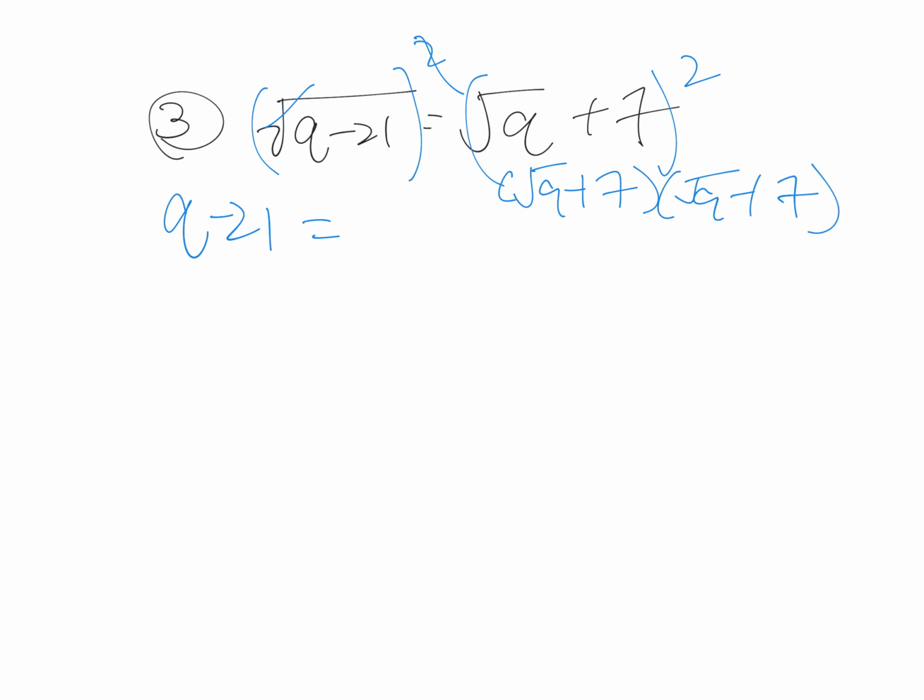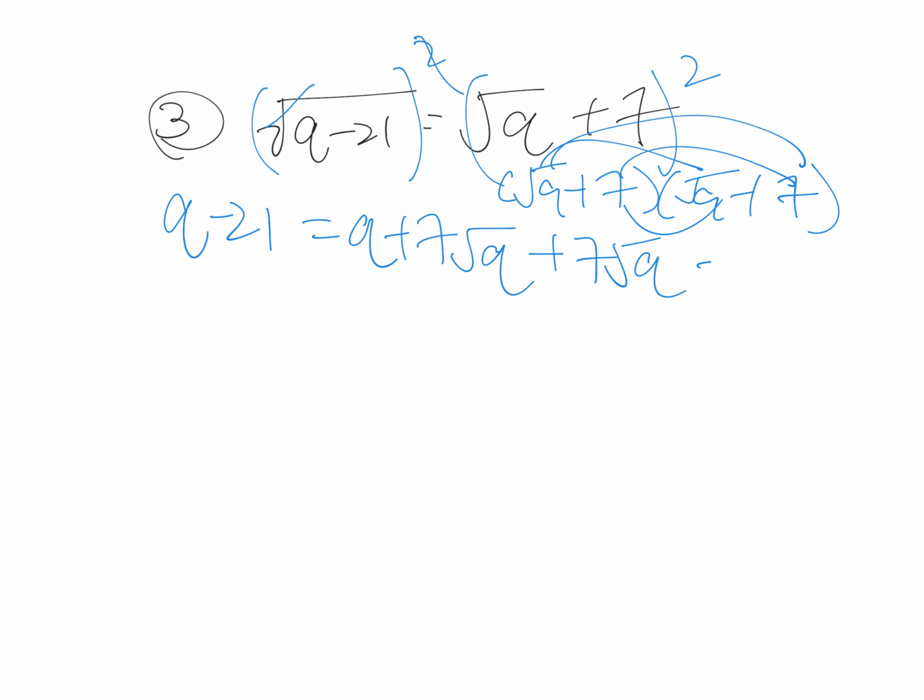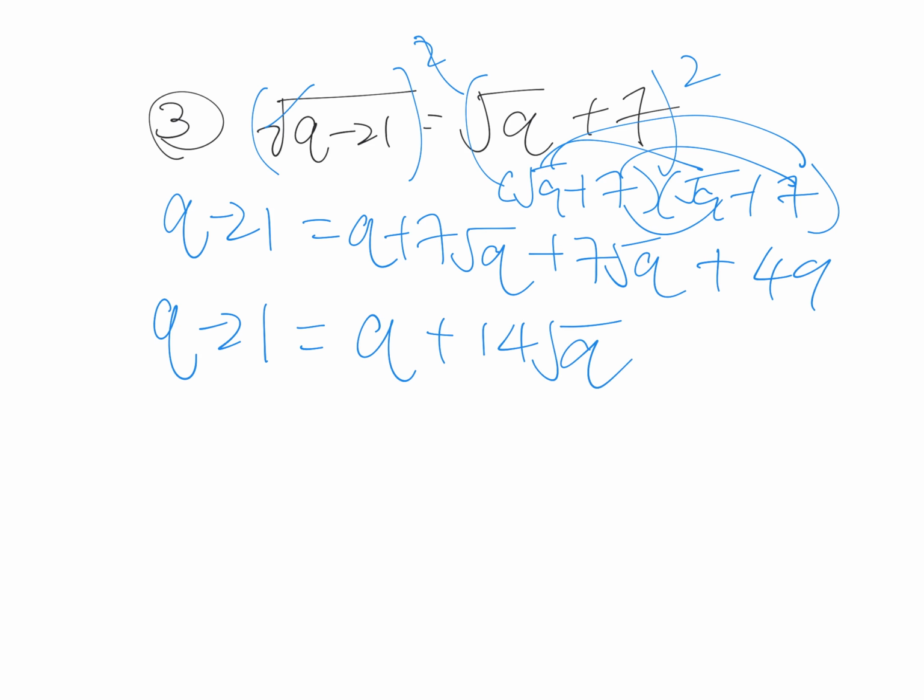Let's make sure we distribute. Root q times root q is actually just q. Root q times 7 plus 7 root q. 7 times 7 is 49. Okay, let's continue to solve. Combine like terms. q minus 21 equals q plus 14 root q plus 49.